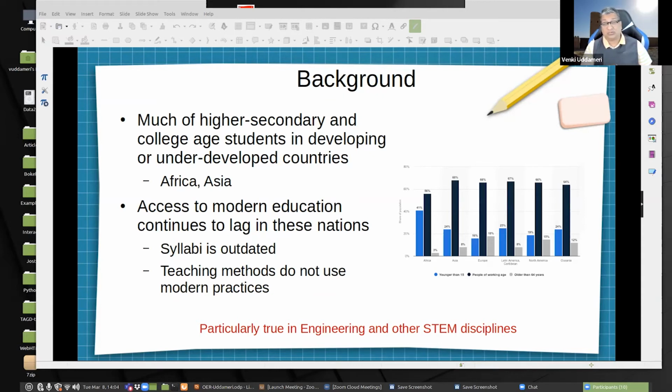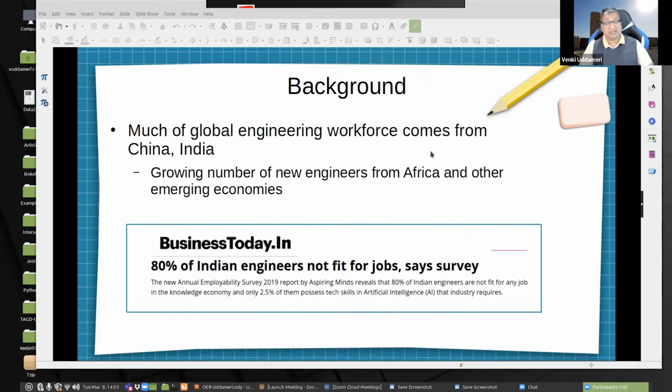Even in some of the very best schools, say in India or China, you will still see a lot of outdated modes of teaching, outdated methods that don't quite exploit the recent innovations that have been happening in this space. So this is particularly true in engineering as well as in other STEM disciplines. So the question is, if you are going to get most of our engineering workforce in the future from these countries, and they're not getting the type of engineering education that we think they should have, then clearly that's an untenable or unsustainable path that needs to be fixed.